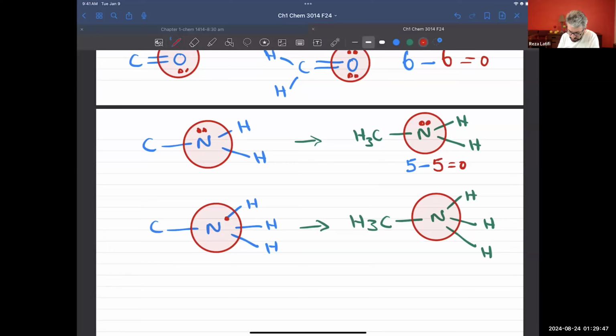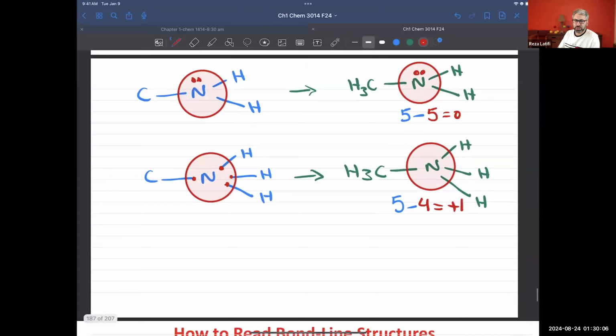Next one. Nitrogen made 4 sigma bonds, so nitrogen is octeted. Nitrogen is a group 5, but I see only 4 electrons around it, so nitrogen will be +1. So from 0, now we turn it to +1.